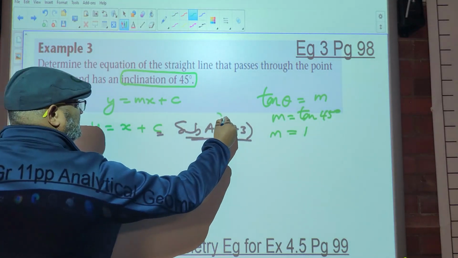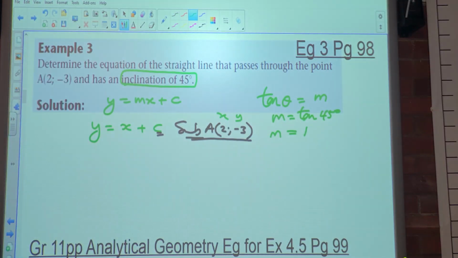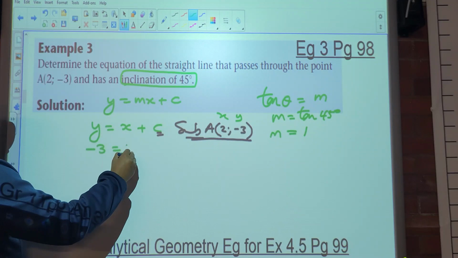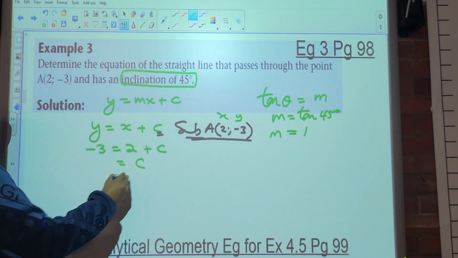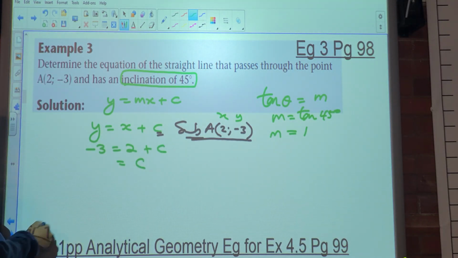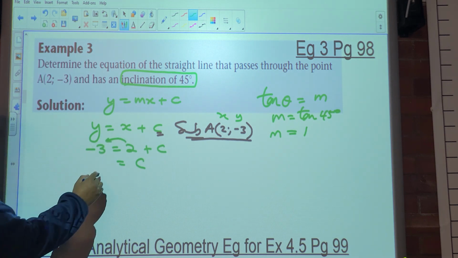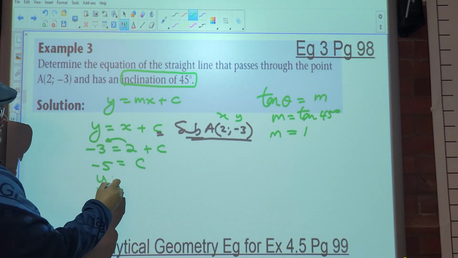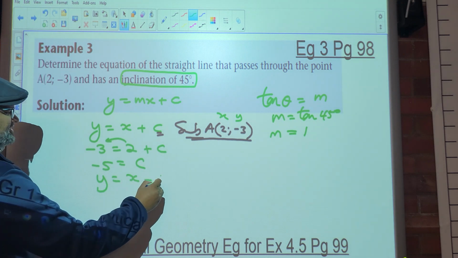Remember, this is an x and a 1. So let's do the substitution. What do we get? Negative 3 is equal to 2 plus c. So what is c? Negative 5. Minus 3 minus 2 is negative 5. So what's my equation now? y = x - 5.